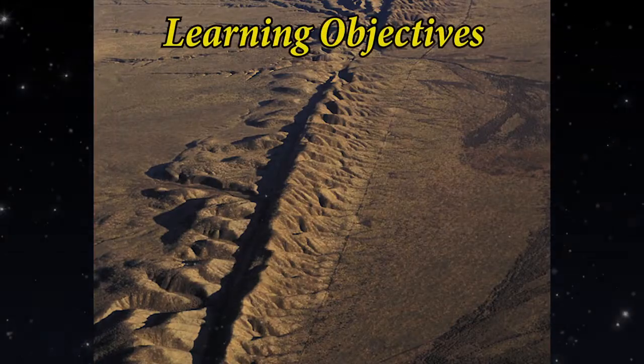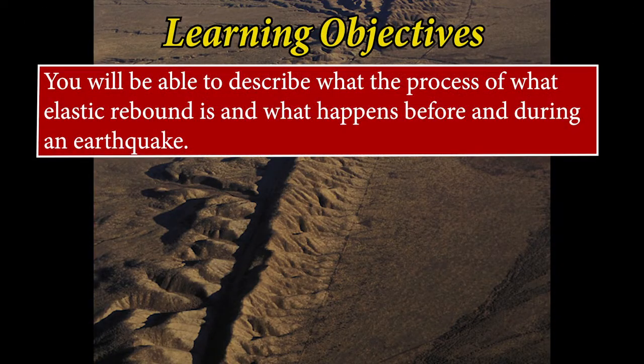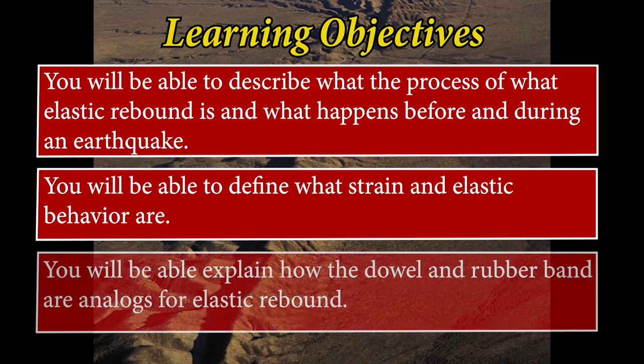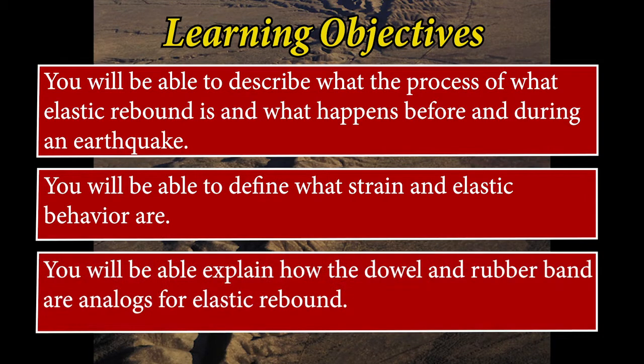By the end of this video, you will be able to describe what the process of elastic rebound is and what happens before and during an earthquake. You will be able to define what strain and elastic behavior are, and you will be able to explain how the dowel and rubber band are analogs for elastic rebound.